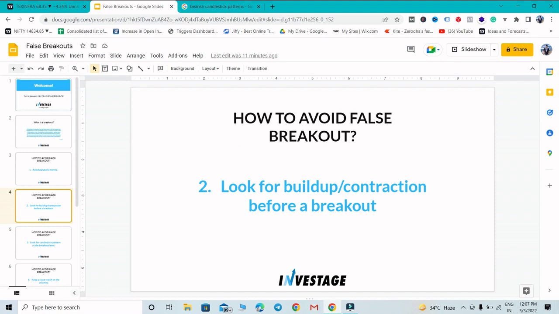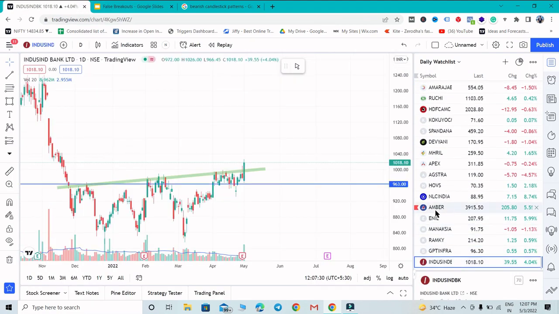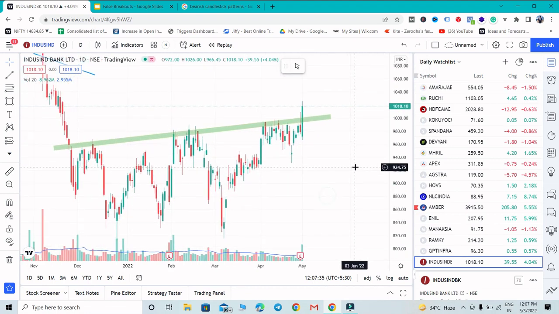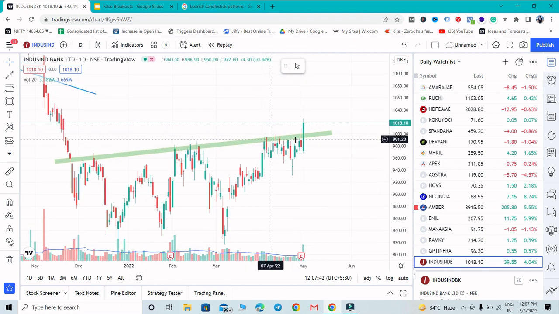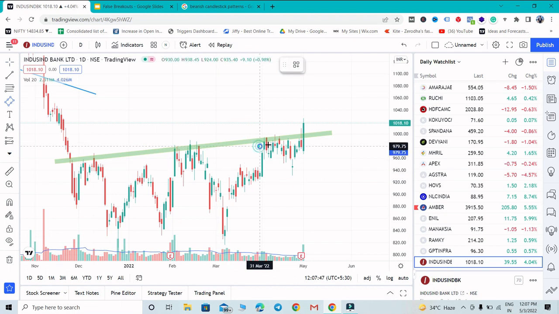So now, what is a build up? I'll show you an example. Yes, we have IndusInd Bank. What we can see over here is that the stock was taking resistance from this particular trend line, and for a long time the stock was consolidating before the resistance. It is showing a very good consolidation, like up down up down up down before the resistance. Now this is not a sharp reversal.